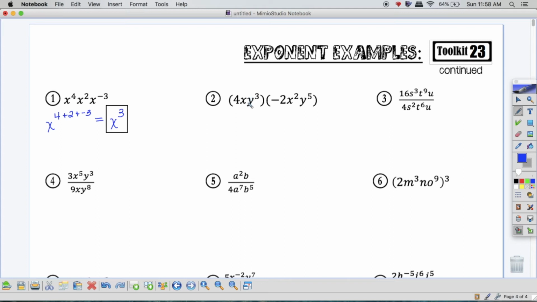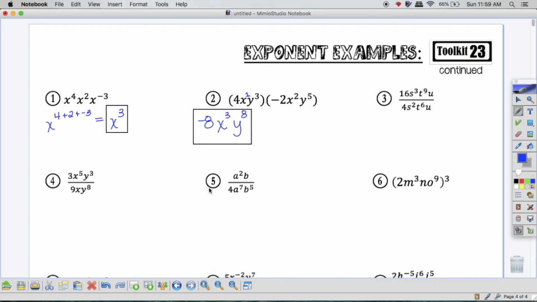Okay. Again, right here, I'm going to multiply coefficients. 4 times -2 gives me -8. And I'm going to add exponents. Looking at my x's, this x does not have an exponent here. Anytime there's not an exponent, I want you to put a 1. And I need to add the exponents. X to the 1st times x to the 2nd would be x to the 3rd. Y to the 3rd times y to the 5th would be y to the 8th. Again, I'm going to multiply coefficients and add exponents anytime I am multiplying.